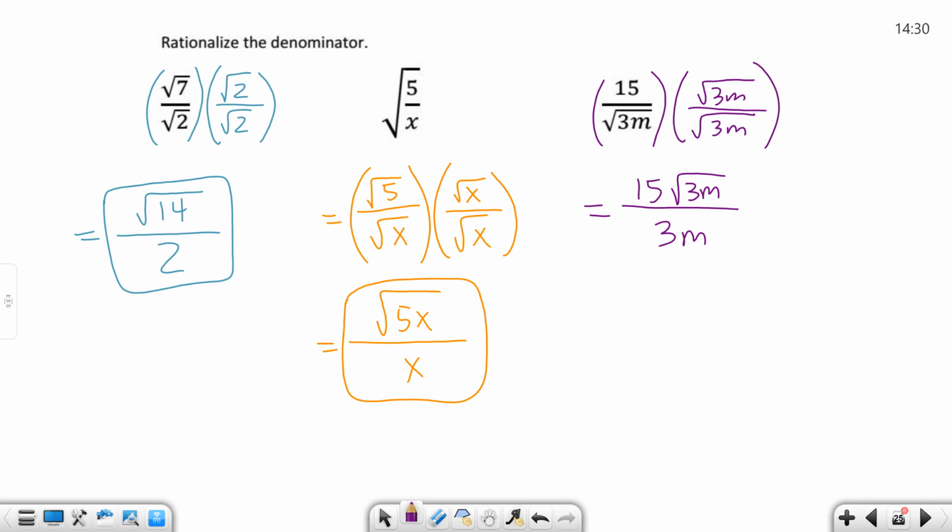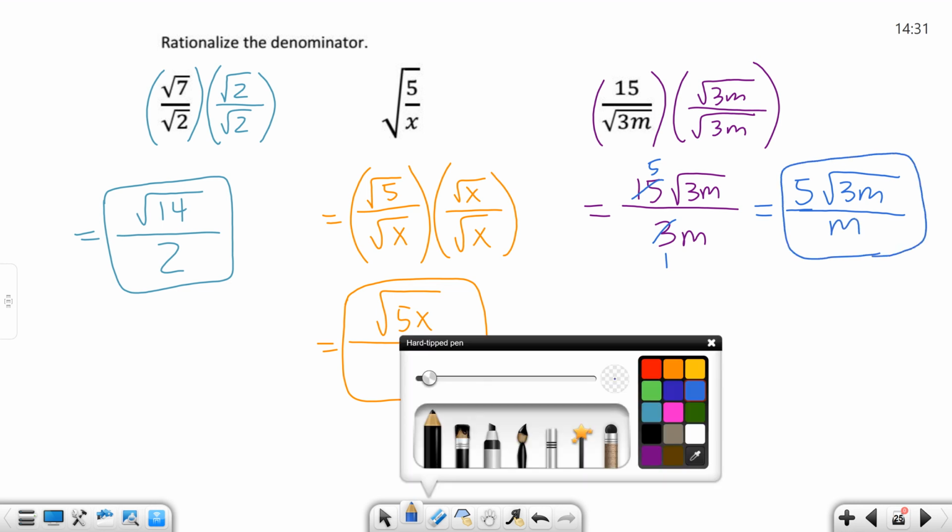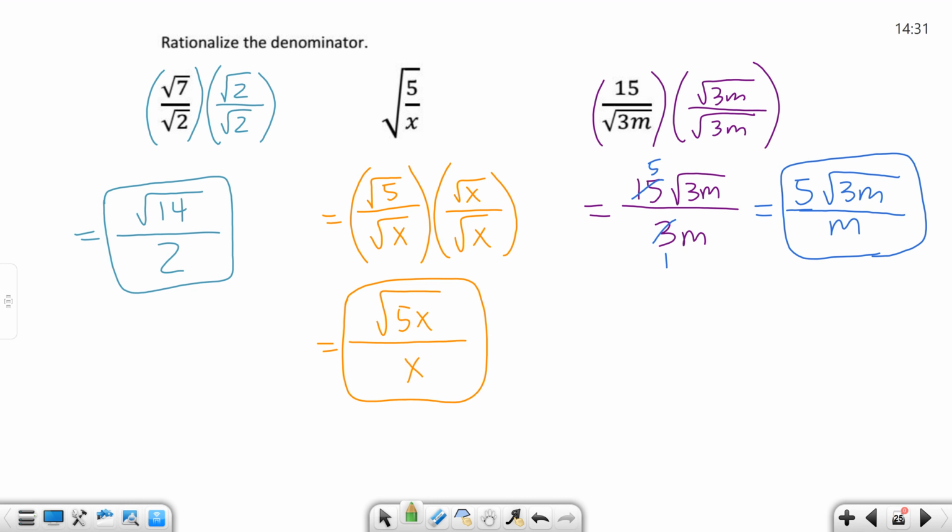Now the one extra step here is what? I noticed that, wait a minute, this 15 and this 3 divide out, as long as it's one term over one term. This is still all one term. There's no plus or minus to separate it. So 15 over 3 becomes 5 over 1. And this becomes 5 square roots of 3m over 1m, which is just m. So there is your final answer for that one. All right? So this is rationalizing the denominator.